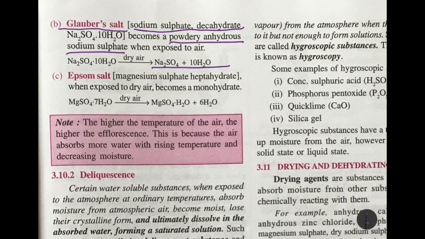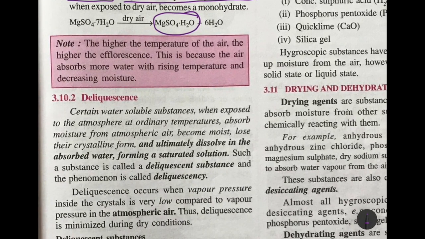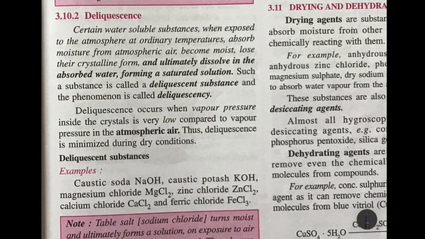Next is Epsom salt, which is magnesium sulfate heptahydrate. So magnesium sulfate contains 7 molecules of water loosely attached to it. When exposed to air, again it loses 6 molecules of water and 1 will remain back. It becomes a monohydrate. Mono means containing 1 molecule of water of crystallization. And please remember, children, the higher the temperature of the air, the higher the efflorescence. That means more water can be evaporated off.